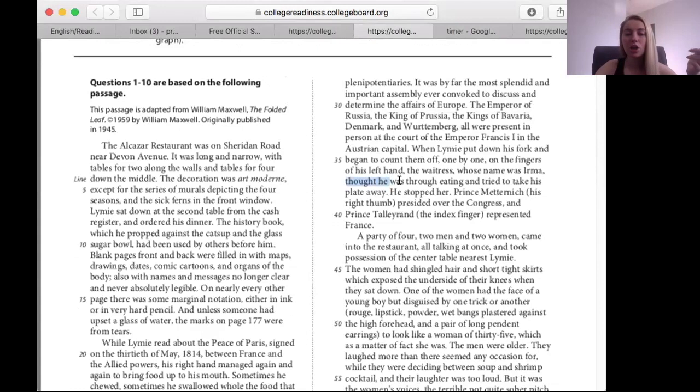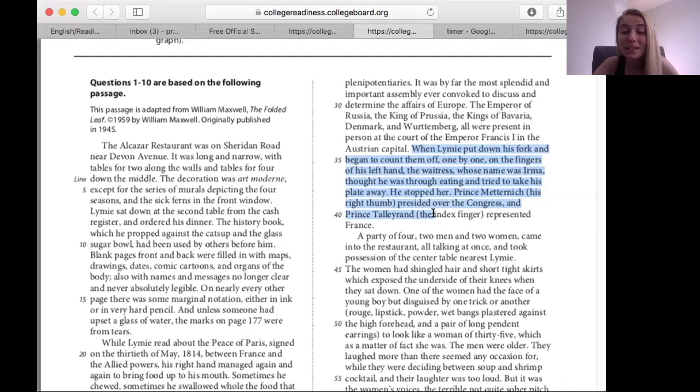If I just said, "though he was through eating and tried to take his plate away." Okay, so why was he through eating? Why did he think that? I have no clue. So we're going to read above and below. "When Limey put down his fork and began to count them off one by one on his fingers on his left hand, the waitress, whose name was Irma, thought that he was through eating and tried to take his plate away."